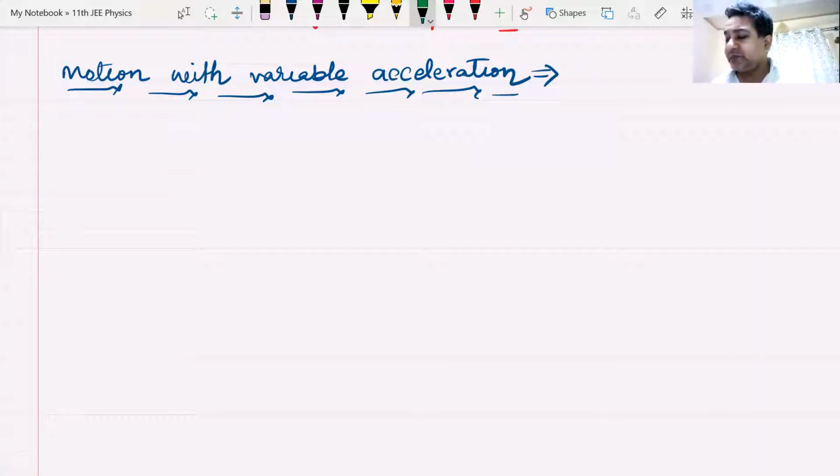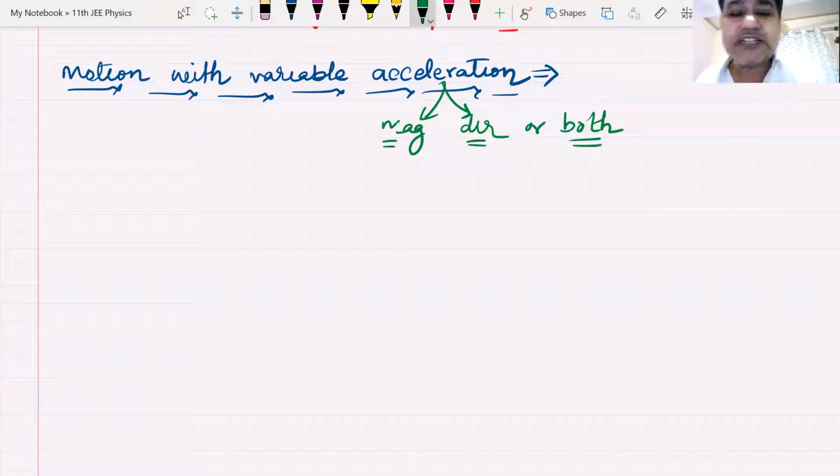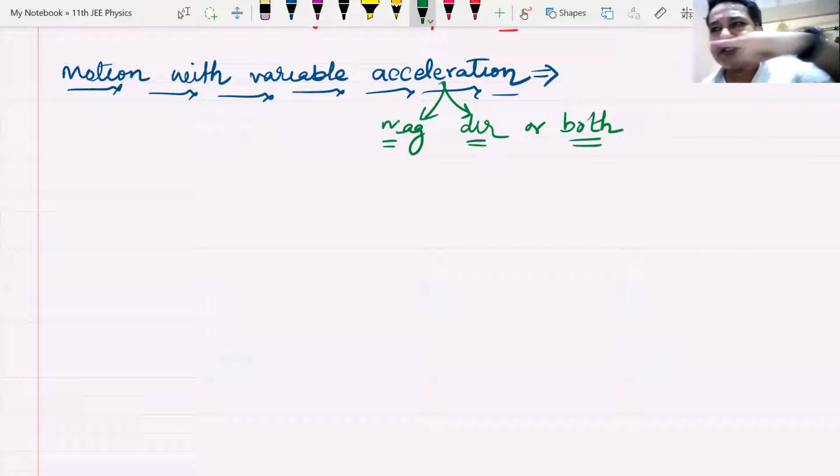How can acceleration change? Can anyone tell me how acceleration can change? It can change in magnitude, it can change in direction, or it can change in both. Now you will say, sir, magnitude we understand. How can acceleration change in direction? This is motion in a straight line. How will acceleration change in direction?